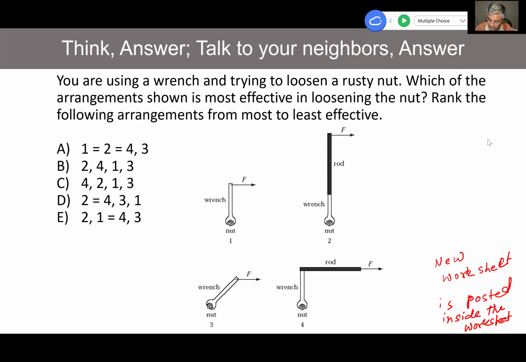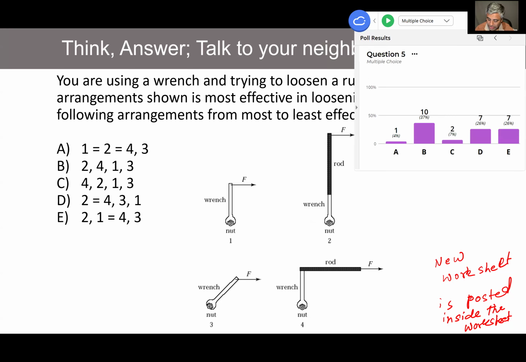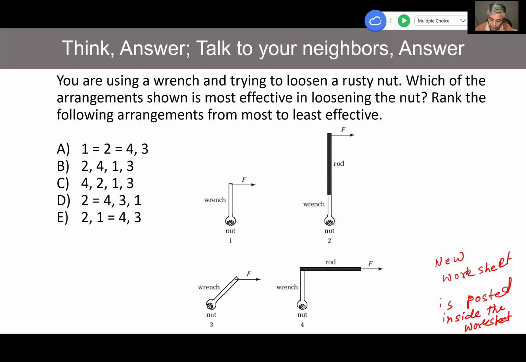Now this one, let's see, how did we do here? We have B slightly more than D and E. D and E are competing, okay? All of them, B, D, and E, have one thing in common, which is that 2 is the largest, which is correct. The force is going like that, which means the shortest distance from the axis of rotation to the line of force is this, so this is its lever arm. Let's say this is L2. The force is the same, so the larger torque arises whenever the lever arm is larger, okay?